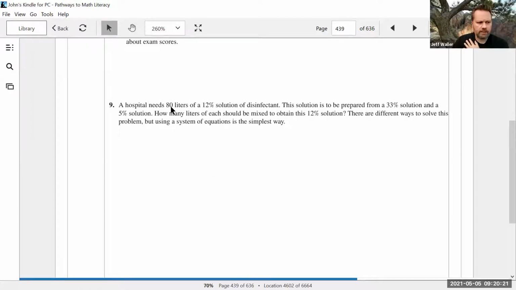They tell you they need 80 liters. All right, now, so let me help you with how to set things up here a little bit. So we have a 33% solution, right?